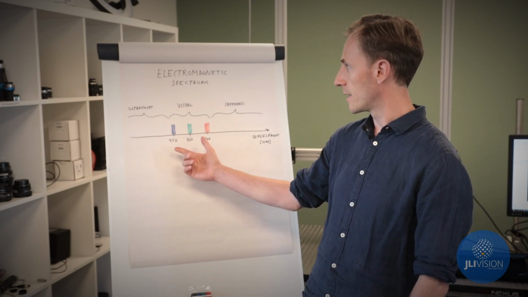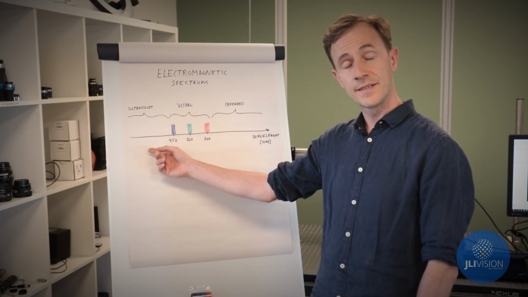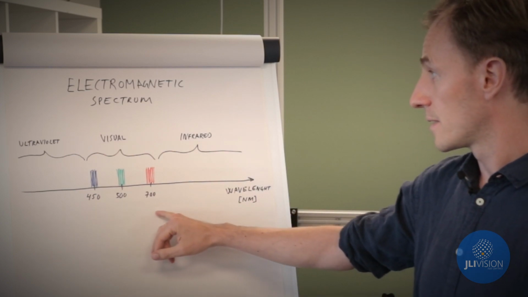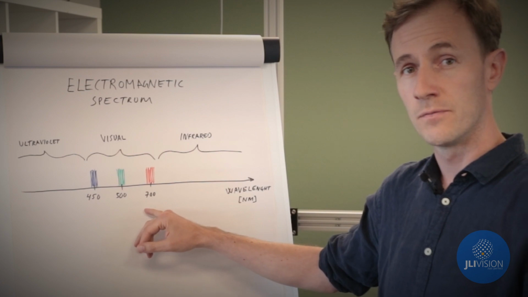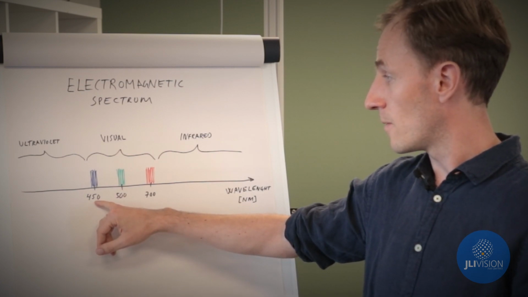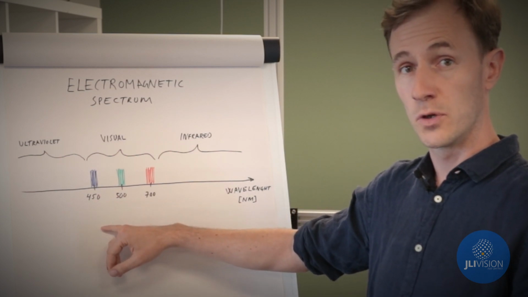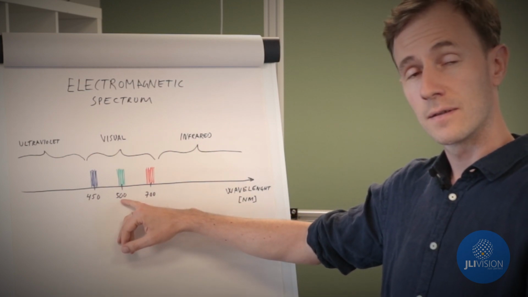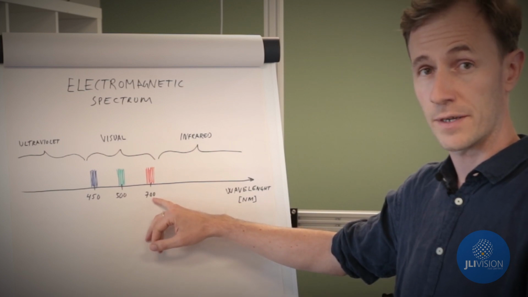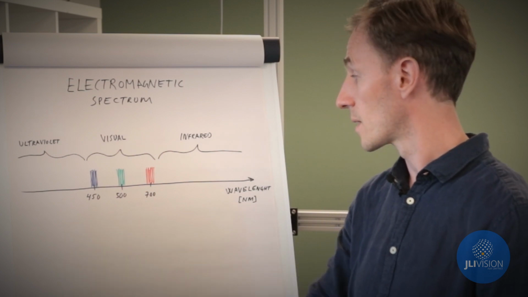Here you see the electromagnetic spectrum. Light can have many different wavelengths. Light waves with wavelengths in this area are called the visual spectrum. You have light with a wavelength of around 450, which the human eye perceives as blue. This wavelength is perceived as green, and this wavelength is perceived as red. But the human eye can only see this spectrum.